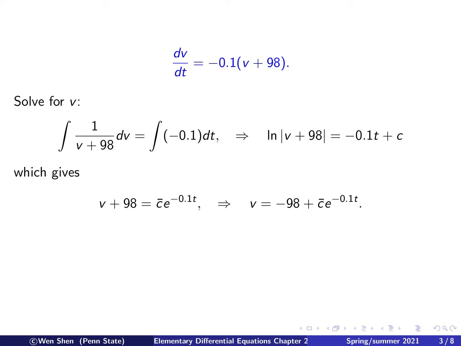That means this equals exponential of this. So we get v plus 98 is exponential of this, which is exponential of the first term, times the exponential of the arbitrary constant, which is again an arbitrary constant. It's different, so let's mark it as c bar. Okay, and then finally we can move the constant term to the right and write an explicit expression for the velocity.